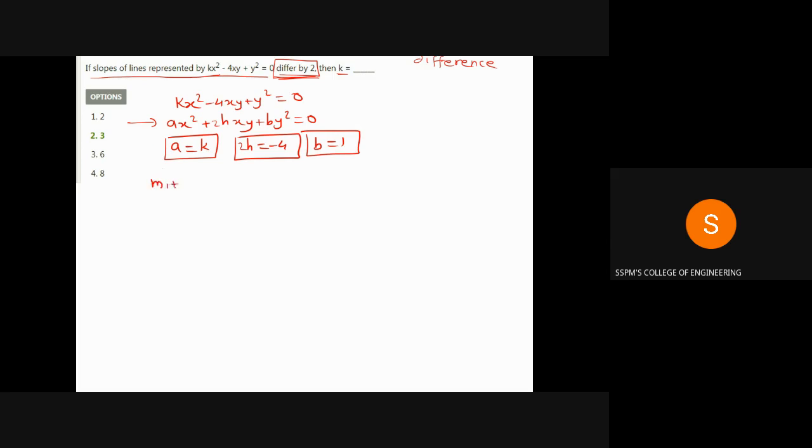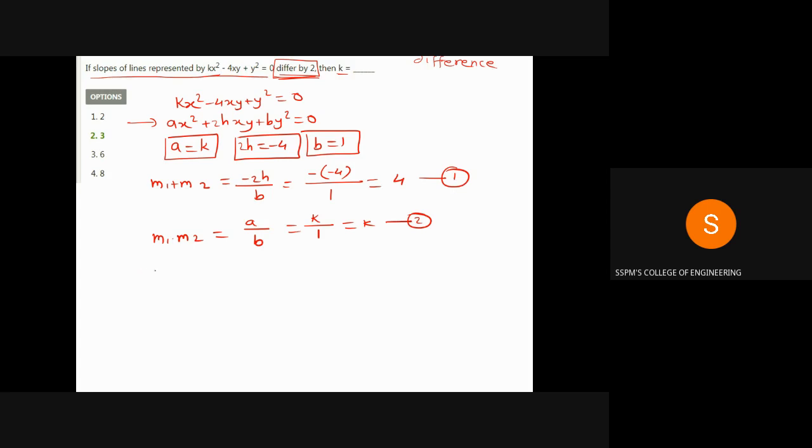That is, m1 plus m2 is equal to minus 2h divided by b. 2h is minus 4, so minus 2h is minus of minus 4, divided by b. B is equal to 1, that is 4. So this is our first equation. Now m1 into m2: m1 m2 is given by a by b. A is k, and b is equal to 1, that is k. This is the second value that is required.